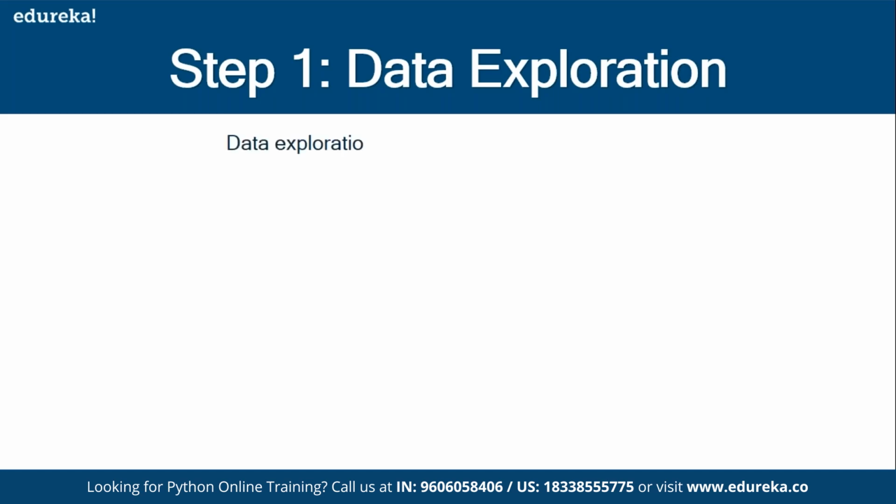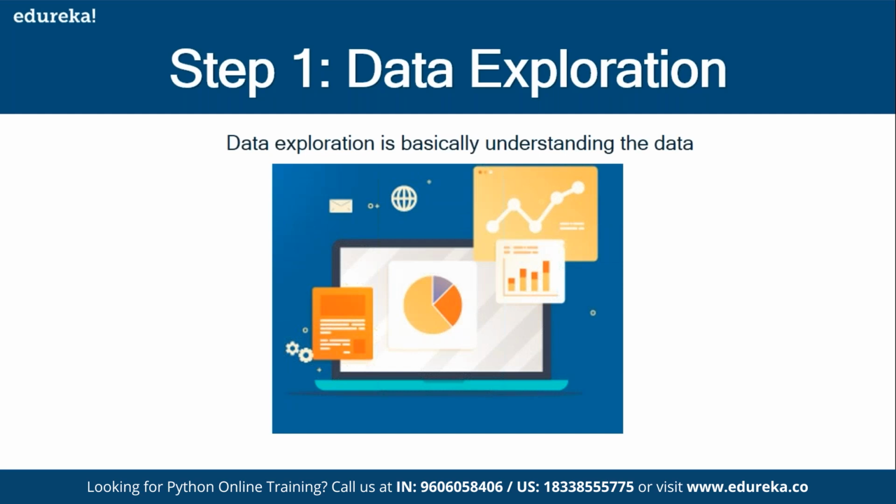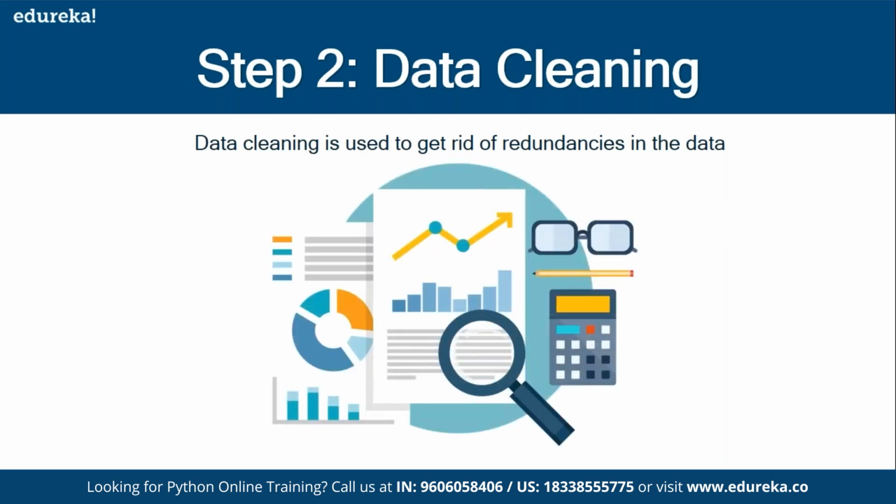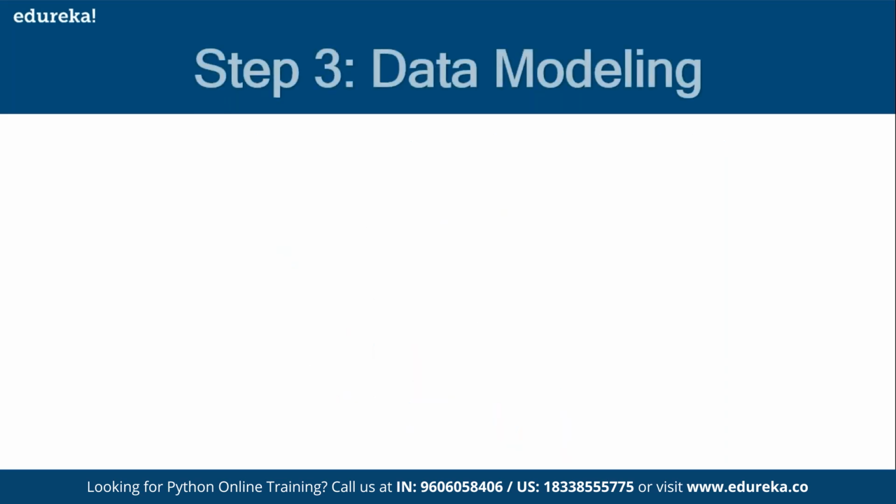Now, data exploration, as I told you, is basically understanding the data completely, how it looks like. Then data cleaning is used to get rid of redundancies in the data by removing the outliers, removing the duplicate records, removing the missing values, finding the variance in the column. It has to be high. Finding the correlation between the columns, it has to be high, it has to be low. If two columns are highly correlated, it means they are depicting the same information. So we clean the data, and then we do data modeling.